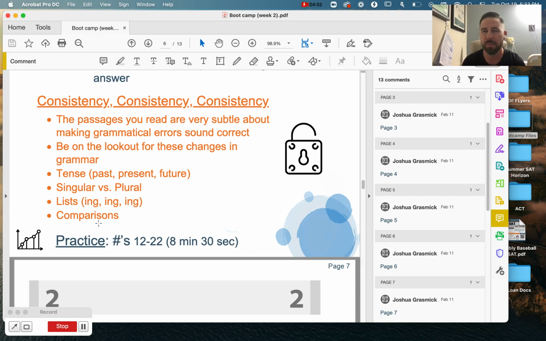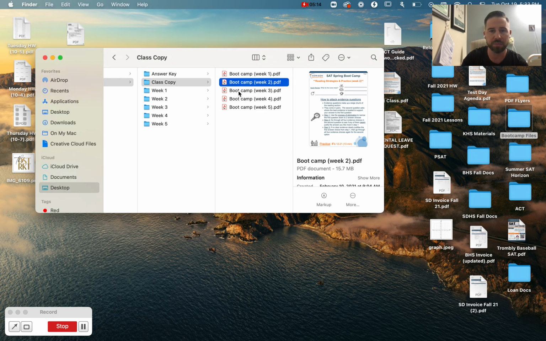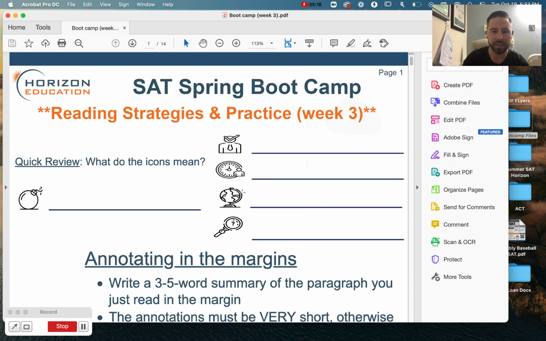So just be mindful that they're going to switch these things up on you, and when we're reading, be mindful of what tense I'm in. Am I in the singular or the plural? Just having that kind of fighter pilot focus on the subtleties of the paragraph or the passage that you're in.